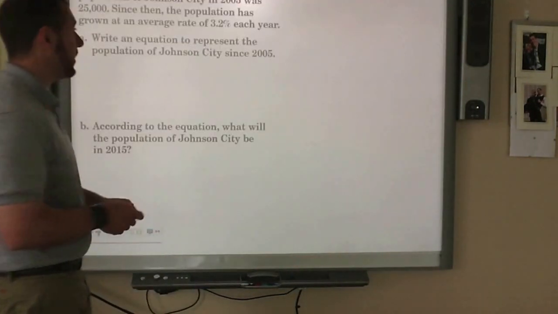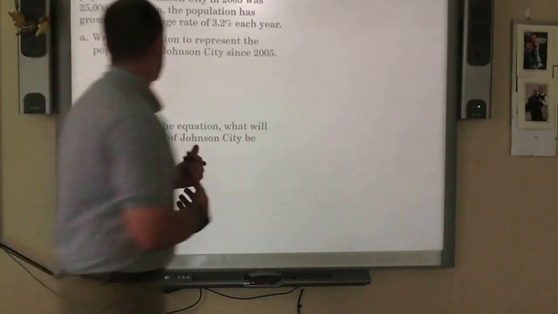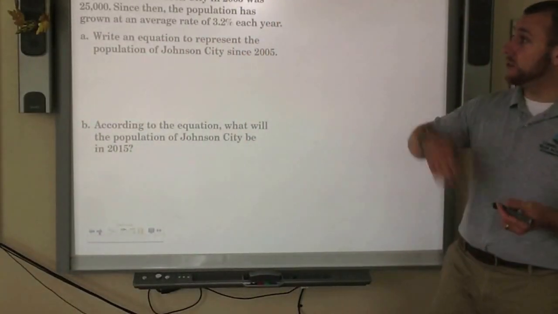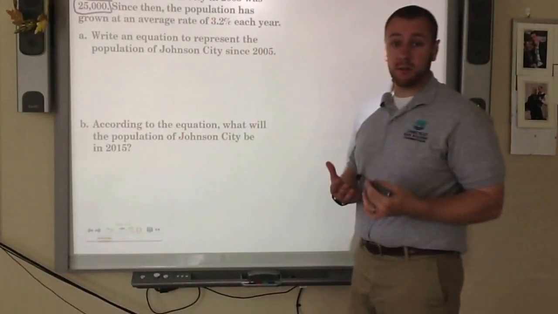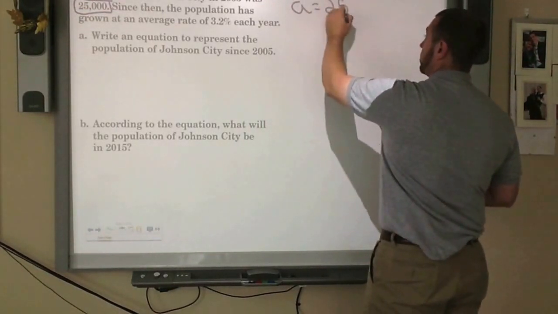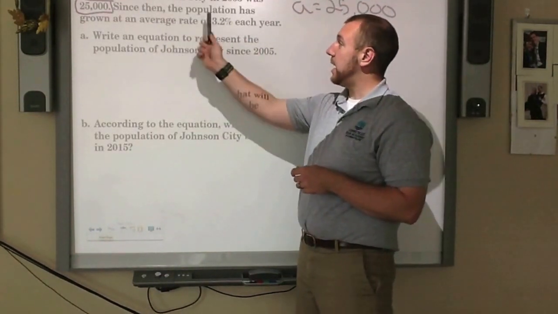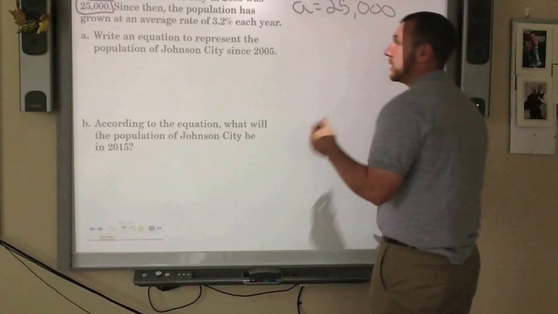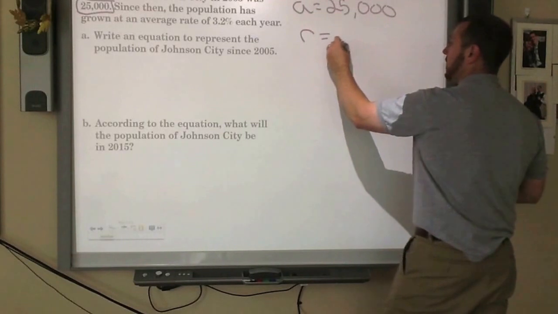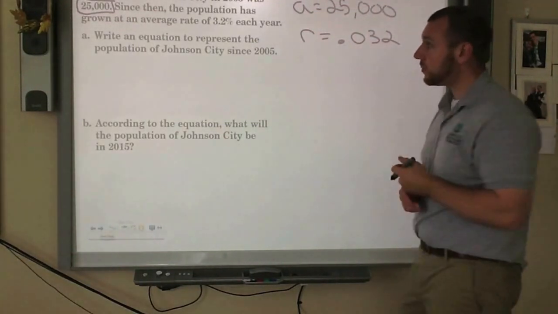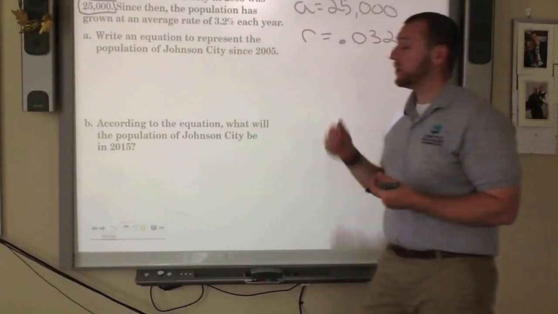So let's go through an example of this. Example 1 deals with population. The population of Johnson City in 2005 was 25,000. That 25,000 is my starting amount, so that's my A. Since then, the population has grown at an average rate of 3.2% each year. So my R, expressed as a decimal, is 0.032. Write an equation that represents the population of Johnson City since 2005.